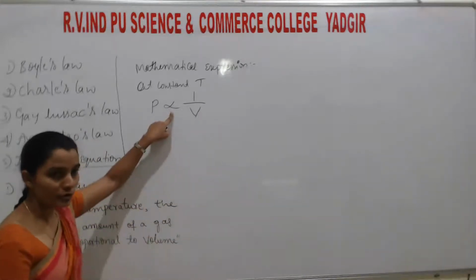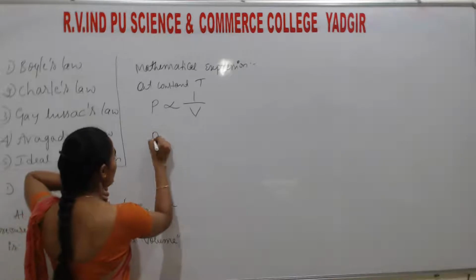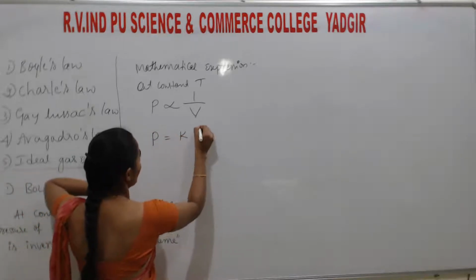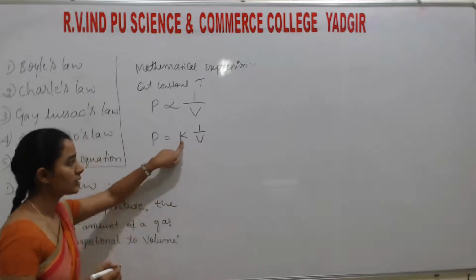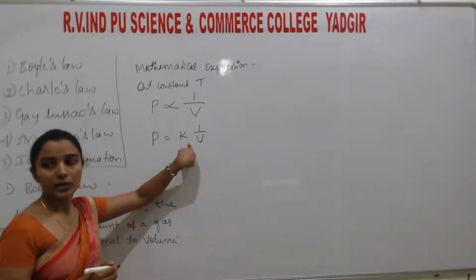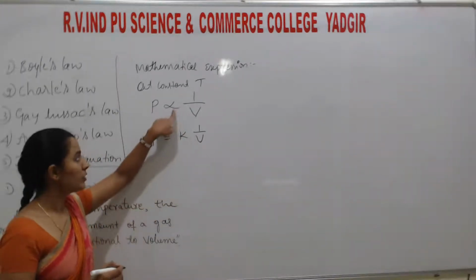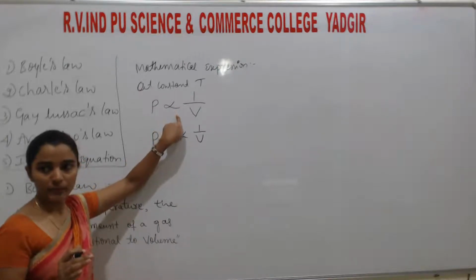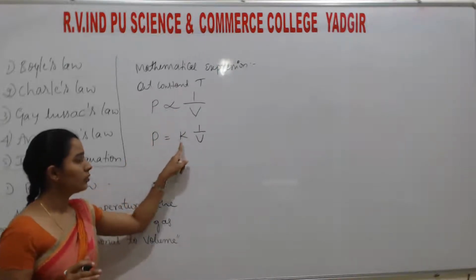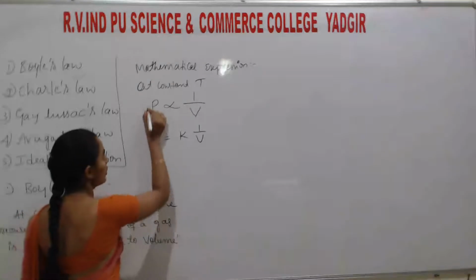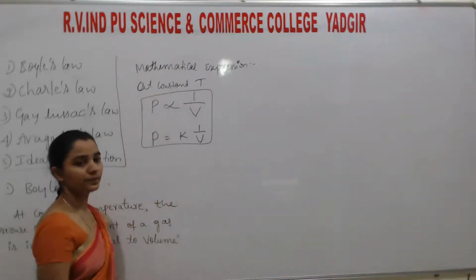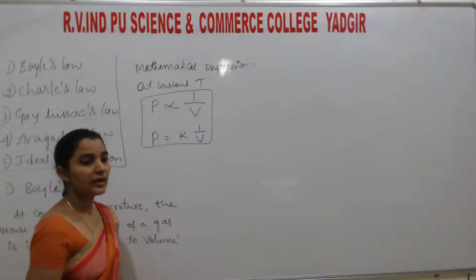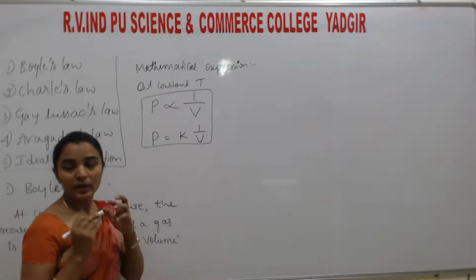To remove proportionality, you may take P is equal to K times 1 divided by V. This K is a proportionality constant. To remove this proportionality, understand? P is equal to K by V. These two are the mathematical expressions of Boyle's law. They'll ask the question, state Boyle's law and its mathematical expression.